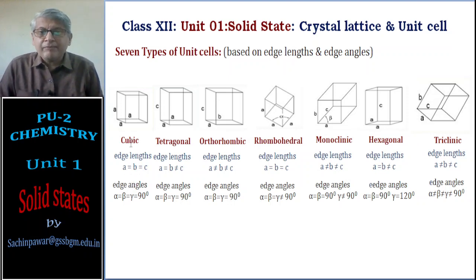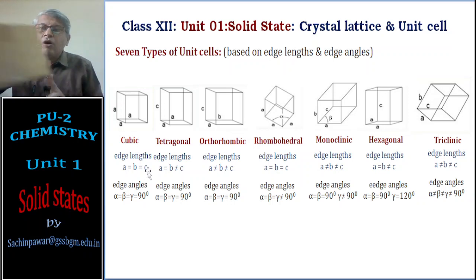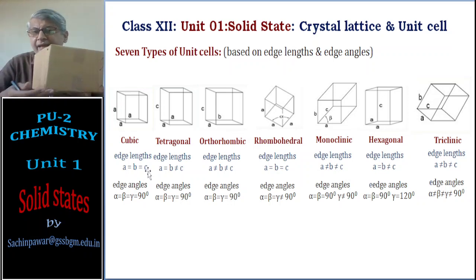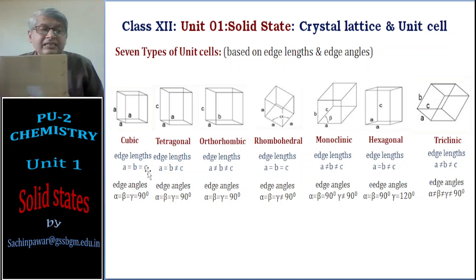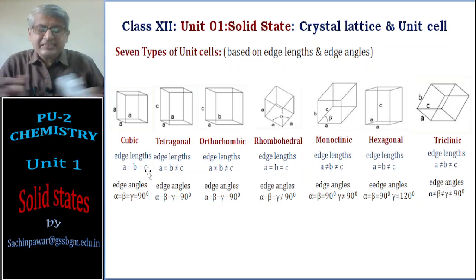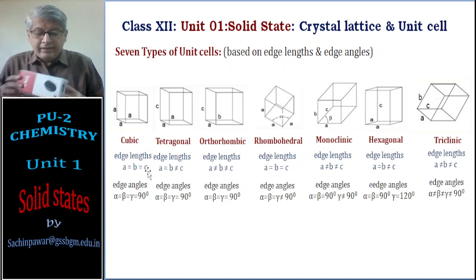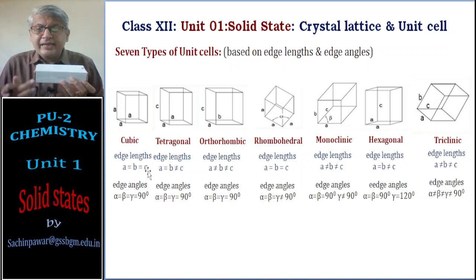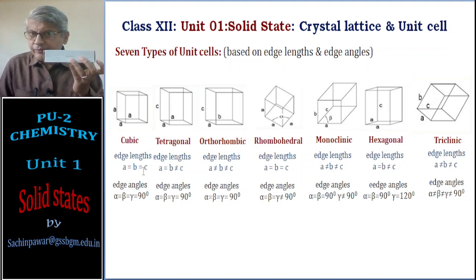Just to give one example, if I take a cubic unit cell, the edge lengths are A equal to B equal to C. All the edge lengths are the same, and the angles are also the same. If edge A, edge B and edge C are the same, then it is called a cubic unit cell. It is not a cube.